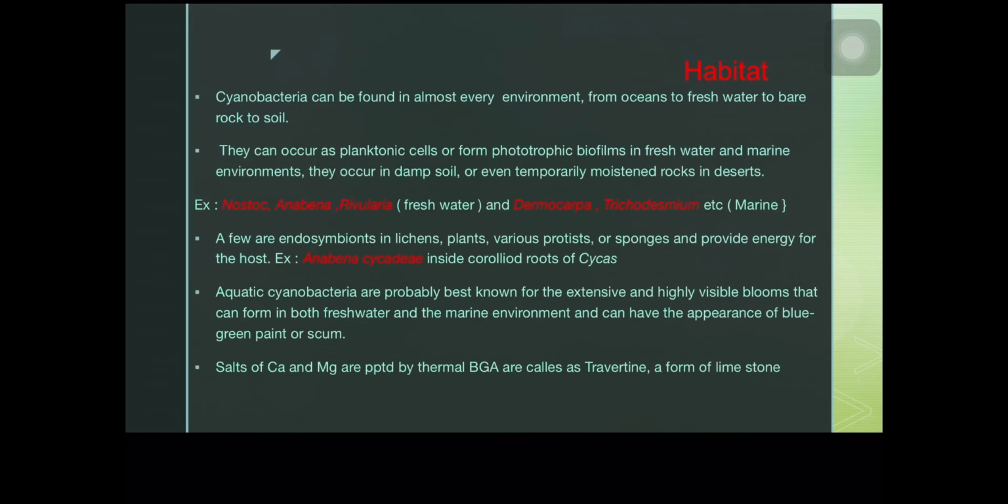These aquatic cyanobacteria are best known for the formation of blooms in freshwater and marine water, and they appear like a blue-green paint or scum in the water bodies. Another one is these organisms precipitate minerals such as calcium and magnesium and could lead to the formation of travertine, which is a form of limestone. An example for this is Schizothrix. Calcium carbonate is deposited by Schizothrix, Lyngbya and Rivularia species. This is about the habitat. That means they can live in freshwater, marine water and in the terrestrial environment.